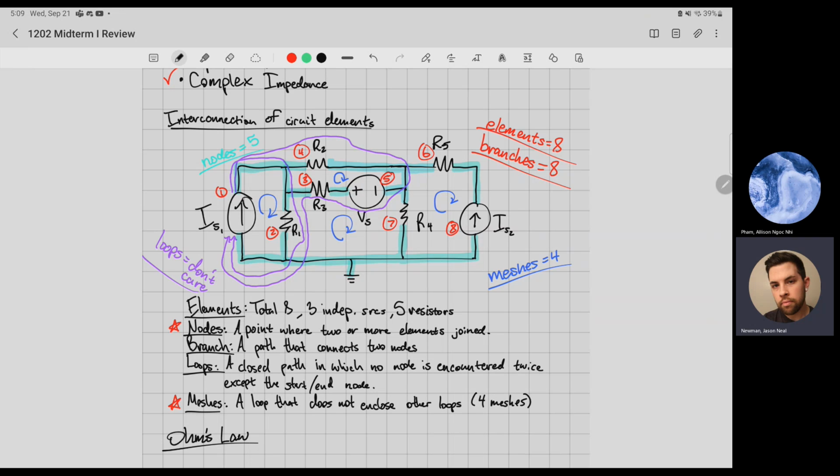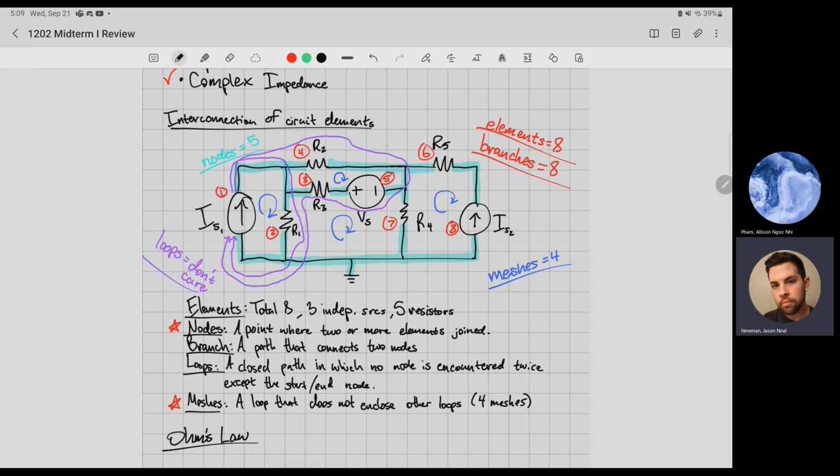A branch is basically an element. And then loops. This is how loops work. You start from the source and then you go back to the source. But nobody really uses loops. I have no idea who uses loops, so don't even worry about loops. Just know it as a definition.